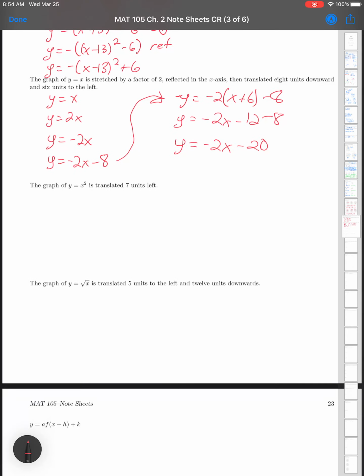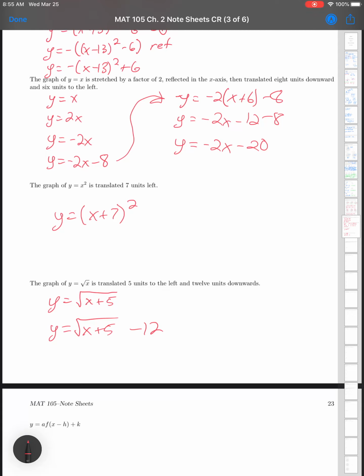Okay, so let's go ahead and go through these two answers. So in this case, all we're doing is translating 7 units to the left. So if we remember, translating 7 units to the left means adding 7 inside the parentheses before we do the square. And then with this last one, we want to go 5 units to the left and then 12 units down. So to go 5 units to the left, we add 5 before we do the square root. So x plus 5 goes under the square root. And then to go down, we do that after the square root. So that would go outside of the square root. So it would be y equals the square root of x plus 5 minus 12.